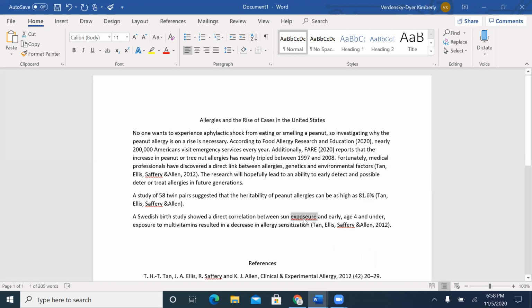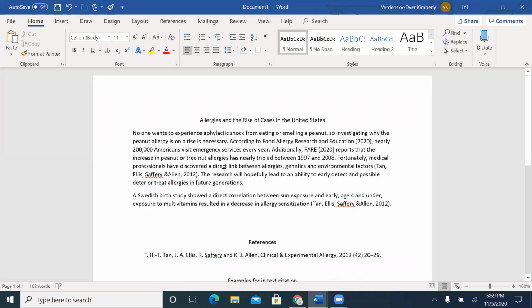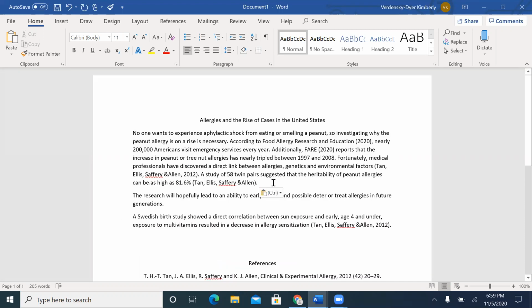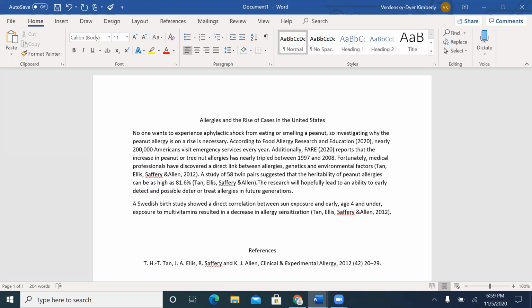All right, so I'm going to go back and spell check. Fortunately, medical professionals have discovered a link between allergies, genetics, and environmental factors. I'm going to copy this and insert it up there. A study of 58 twin pairs suggested that the heritability of peanut allergies can be as high as 81.6%. The research will hopefully lead to an ability for early detection, possibly deter or treat allergies in future generations.